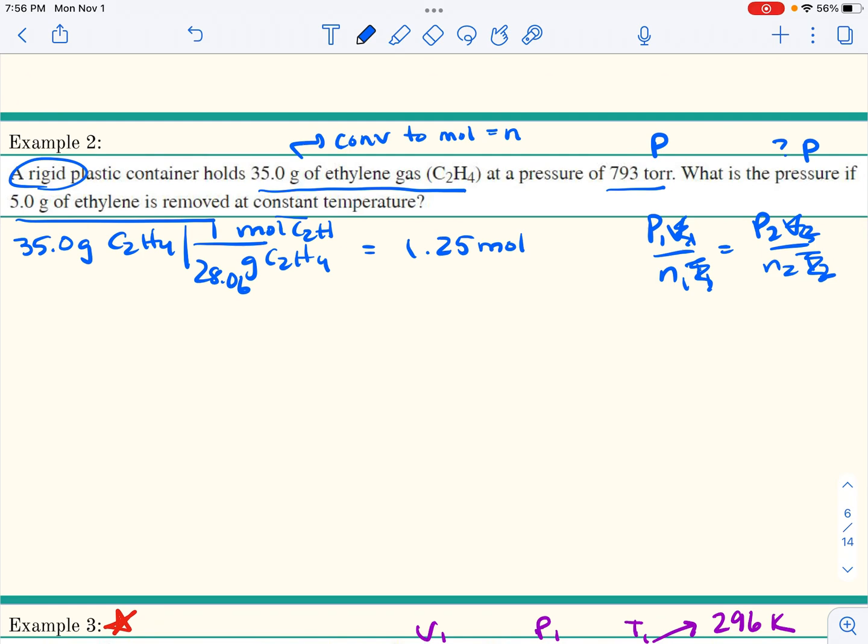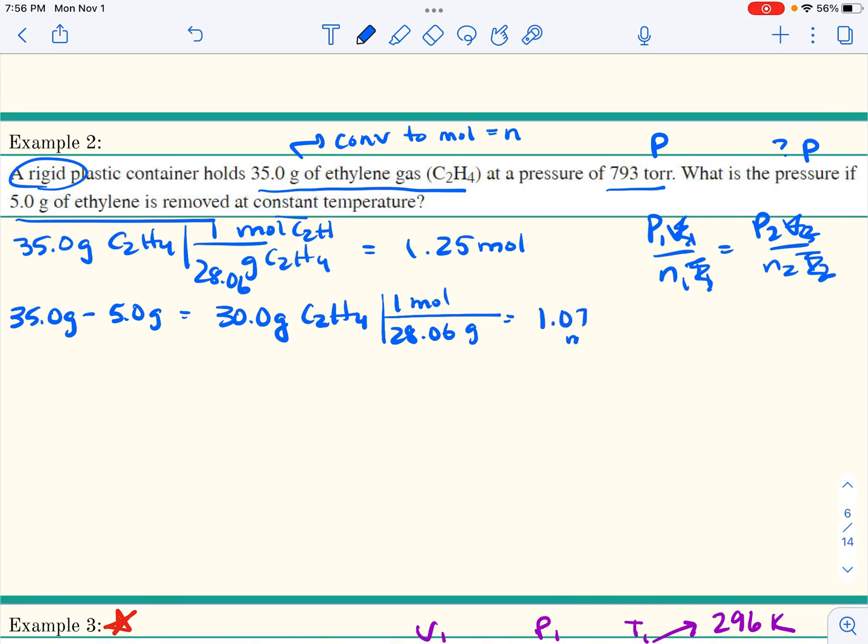And then when we're finished, we removed 5 grams. So that would be 35 grams minus 5 grams equals 30 grams left of C2H4. And it's the same molar mass and 1 mole. And this comes out to 1.07 moles. So now we can substitute in our formula.